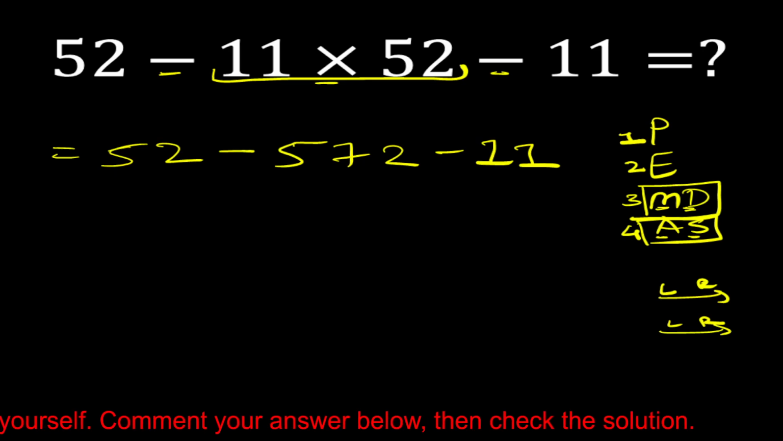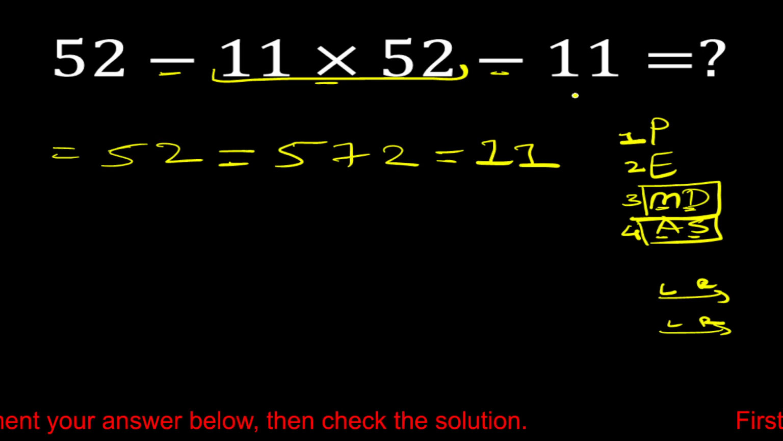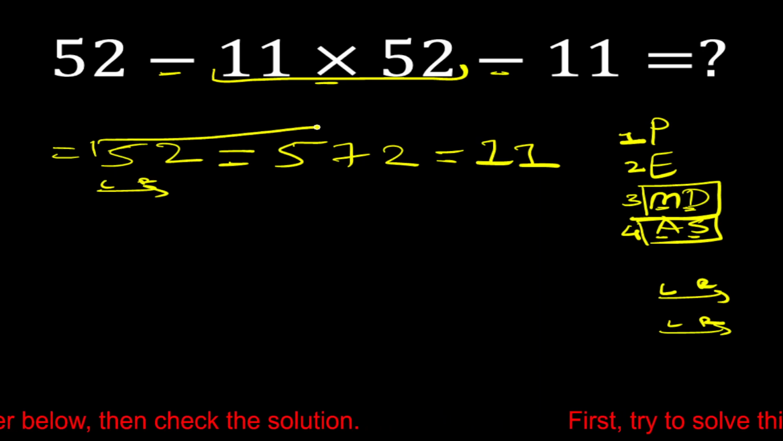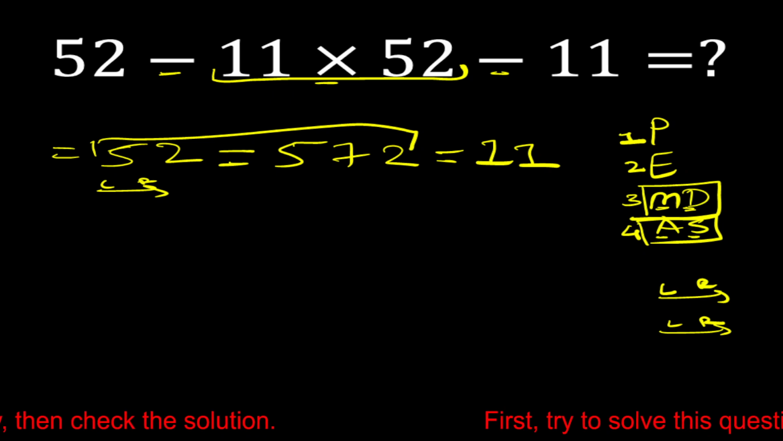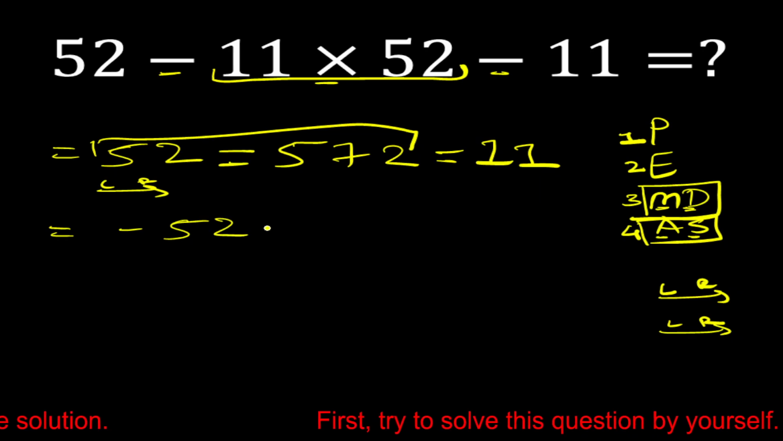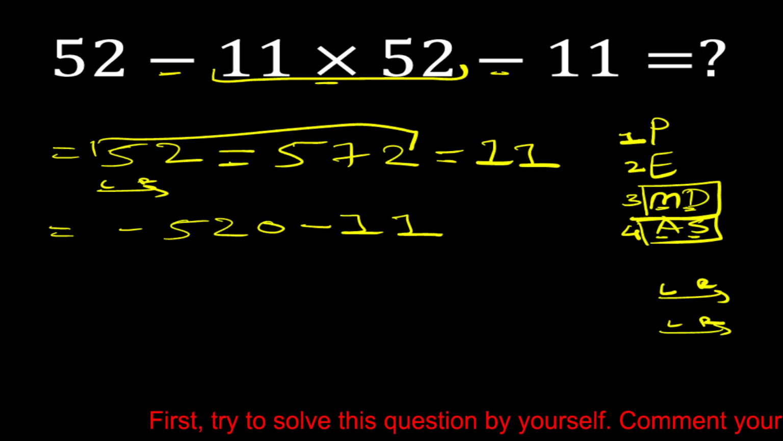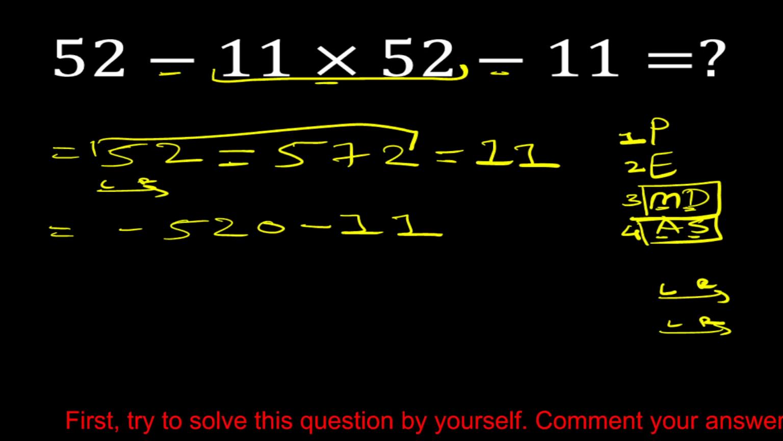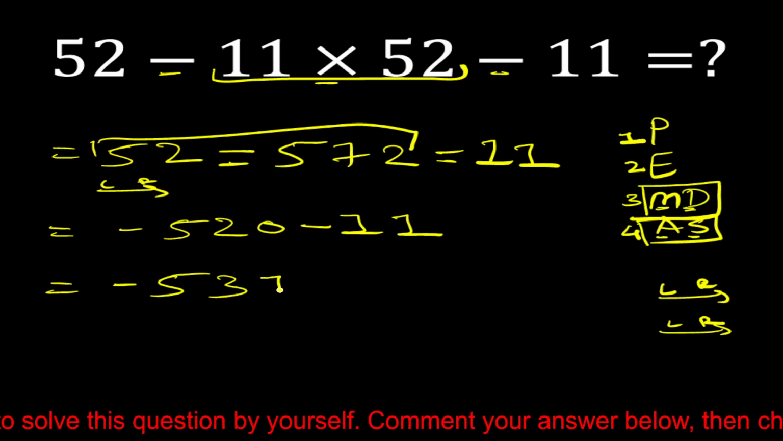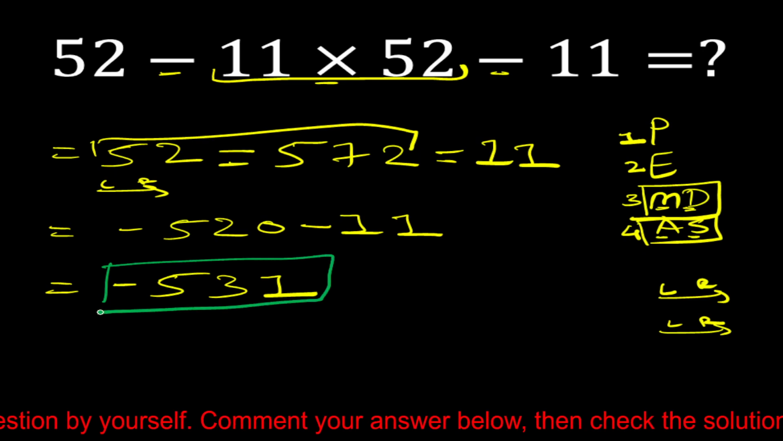Only subtraction is left. Okay, so here is subtraction and here is subtraction, both have equal priority, so we have to solve it from left to right. So first we have to solve this part. Okay, so 52 minus 572 is equal to minus 520 minus 11. Okay, now minus 520 minus 11 is equal to minus 531. Okay, so the correct answer is minus 531.